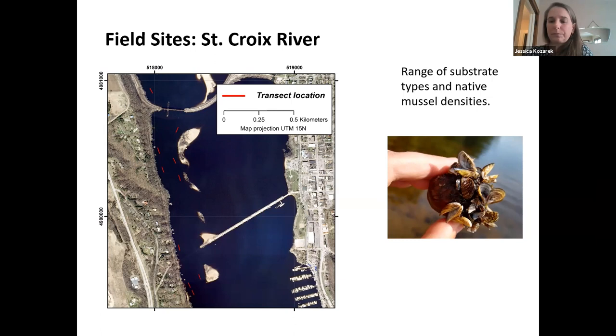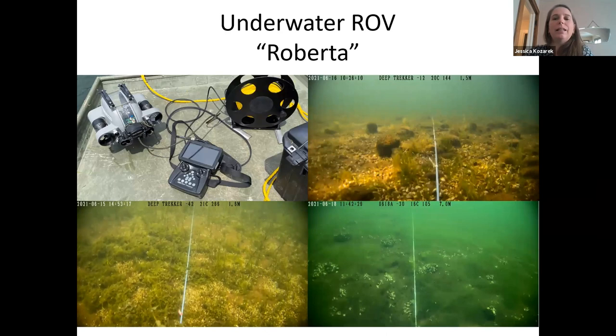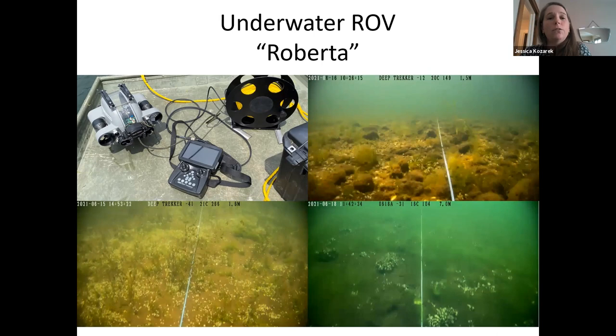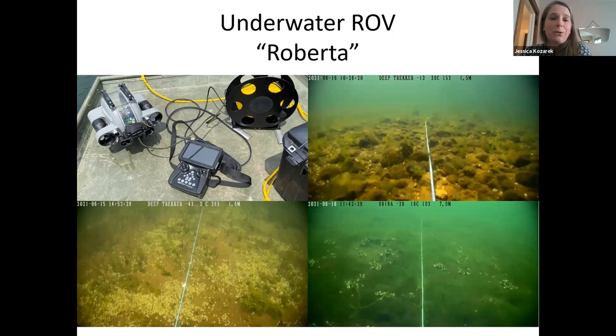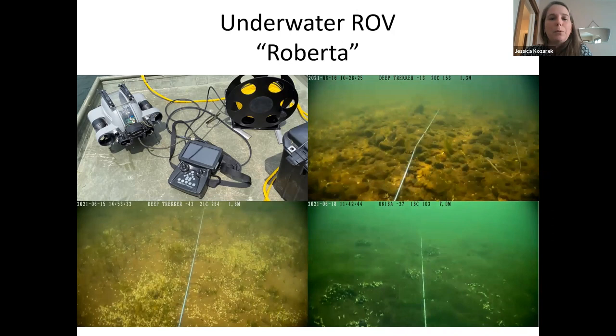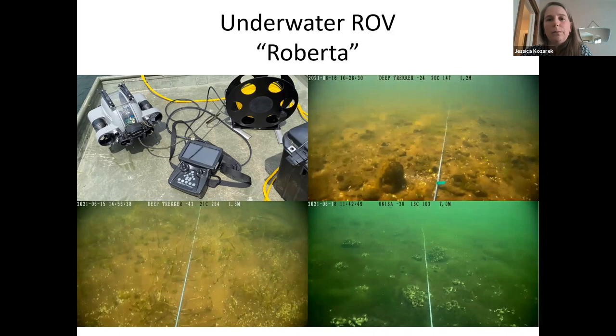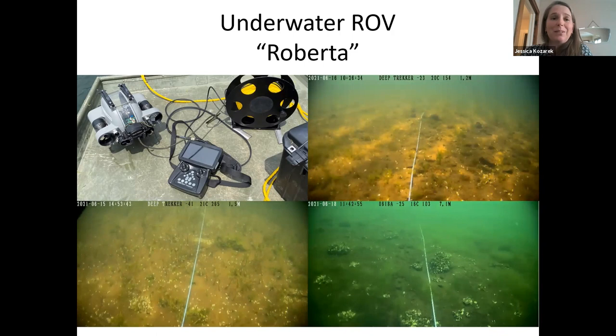Okay, so, as I said, when we set up our transect, we would verify our transect using our underwater ROV, remotely operated vehicle. So these videos, which I hope are showing appropriately, are just showing three examples across different types of substrate in White Bear Lake of what our ROV was able to show. I named the ROV Roberta because when it's at the surface, it's kind of bobbing along.